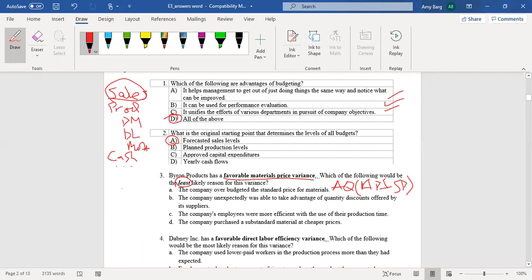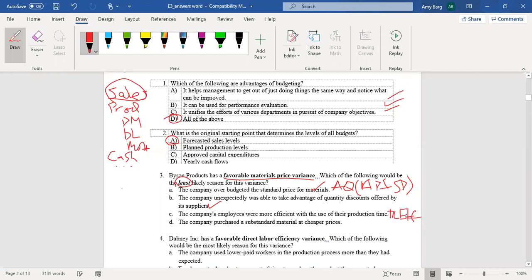So the company over budgeted the standard price for materials. That could definitely help the standard price be greater than the actual price. The company unexpectedly was able to take advantage of quantity discounts offered by its suppliers. That would also help our actual price be less than our standard price. The company's employees were more efficient with the use of their production time. Well, that doesn't really have anything to do with price, does it? That's more of a direct labor efficiency thing.